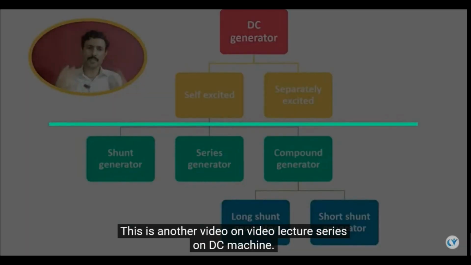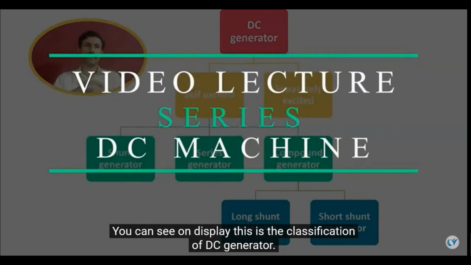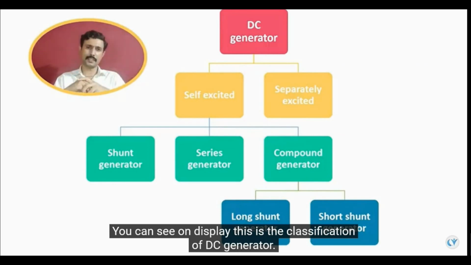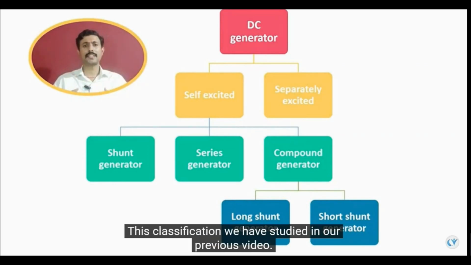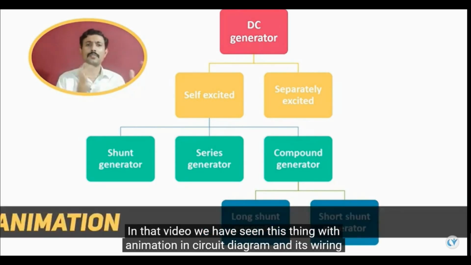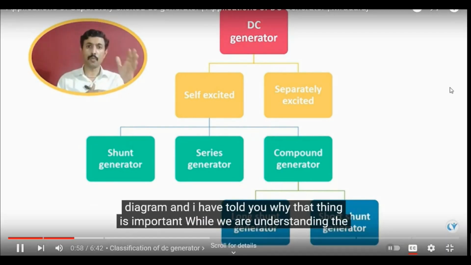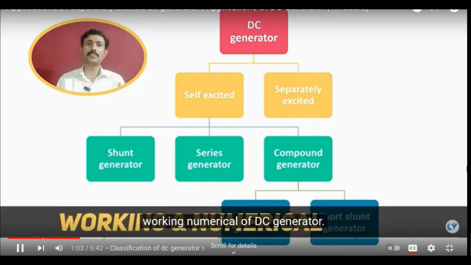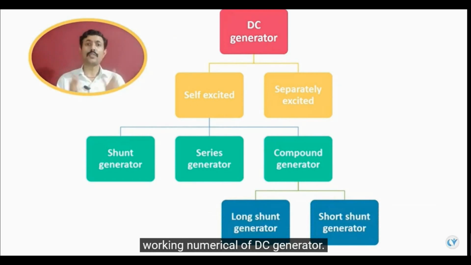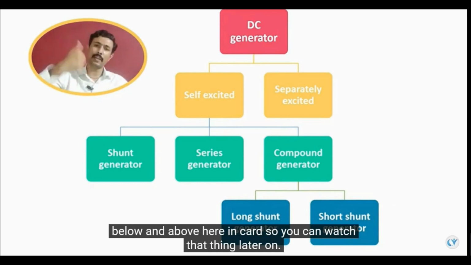This is another video in the video lecture series on DC machines. You can see on display, this is the classification of DC generators. This classification we have studied in our previous video. In that video, we have seen this with animation in circuit diagram and wiring diagram, and I have told you why that is important while we are understanding the working and numericals of DC generators. If you want to learn that, the link of that video is provided in the description box below and above here in the card. So you can watch that later on.